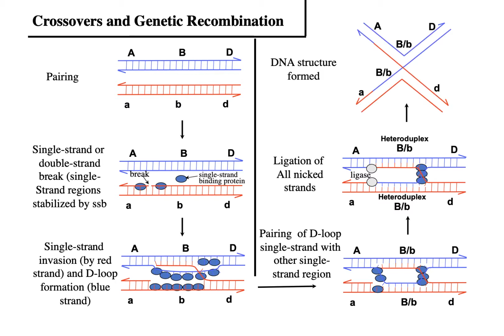And if you stretch that out in a different way to concentrate on the crossover region, then you have this top part with the dominant A allele, a heteroduplex region of the B allele, and then the dominant D allele. And on the other strand, or the other part of the DNA molecule, you have the recessive A allele, a heteroduplex B allele, and the recessive D allele.